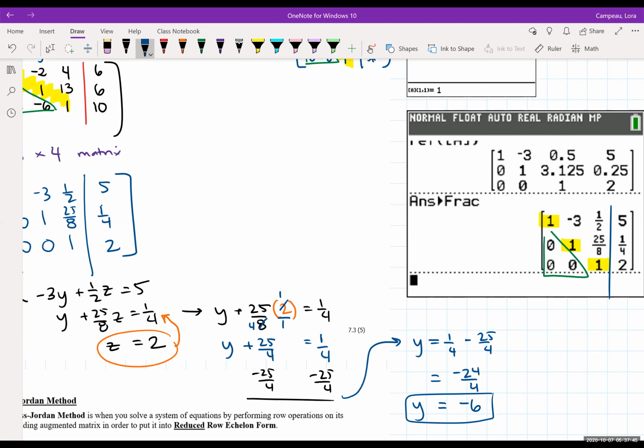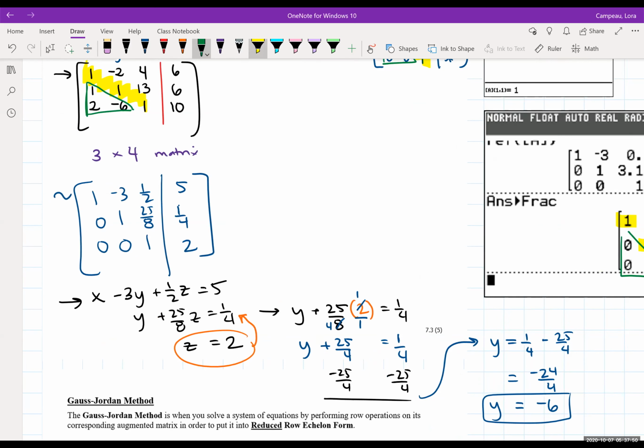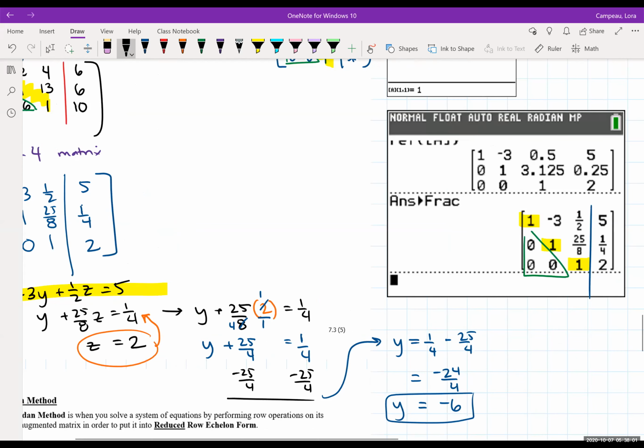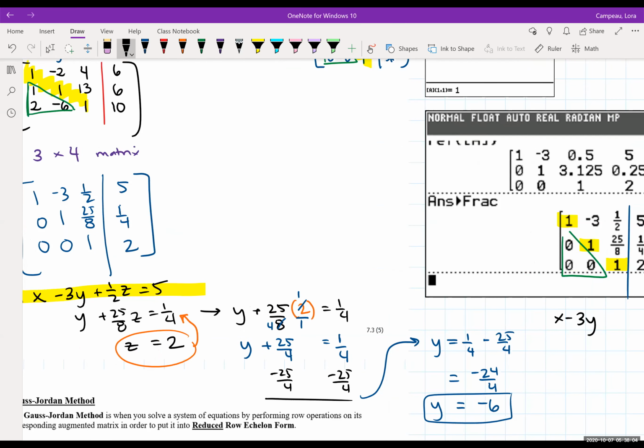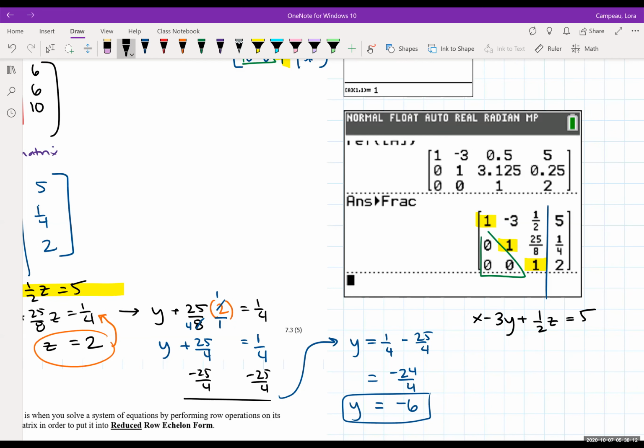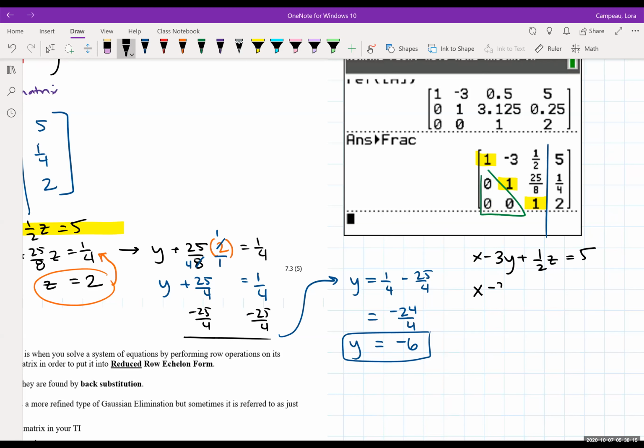Now, once we have y, we can take the top equation, plug in y and z, and we will get x. I am running out of a little room, so I'm going to write it over again: x minus 3y plus 1/2 z equals 5. And so I'll plug in my y. I have x minus 3 times negative 6 plus 1/2 z equals 5.